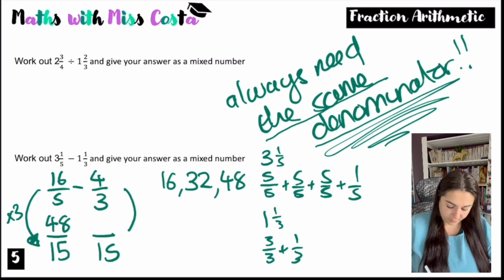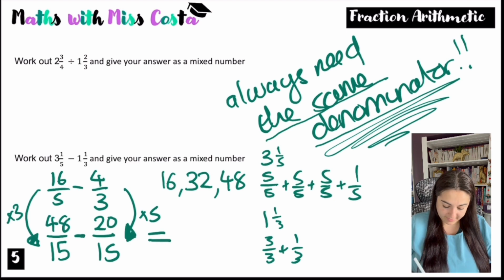Then we've got 3. What have I multiplied the denominator of 3 by to get to 15? I've multiplied that by 5, so I have to do the same to the numerator. 4 times 5 is 20. And now that they both have the same denominator, it's like slices of cake, I can just subtract them. So I keep the denominator the same, as that's what they're out of, and I just do 48 take 20, which leaves me with 28 over 15.